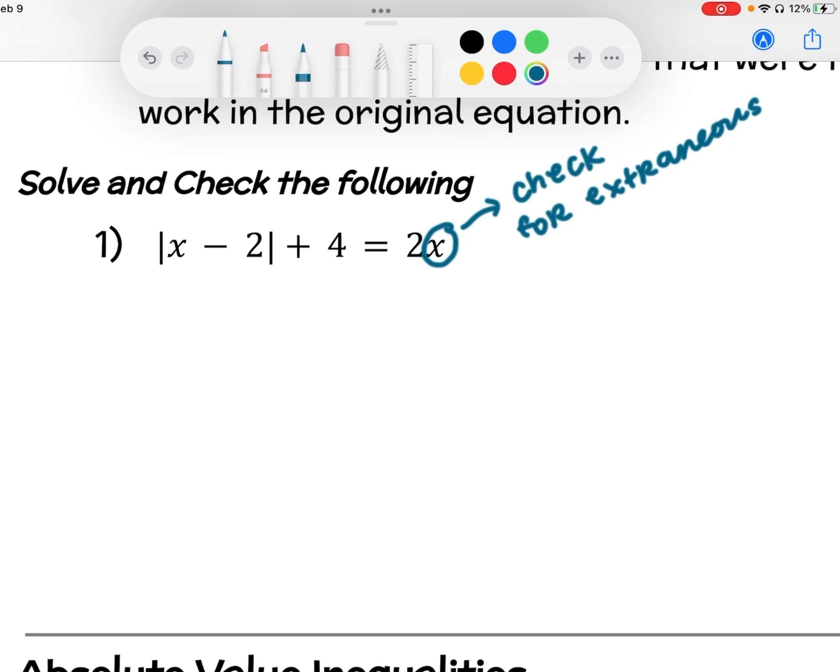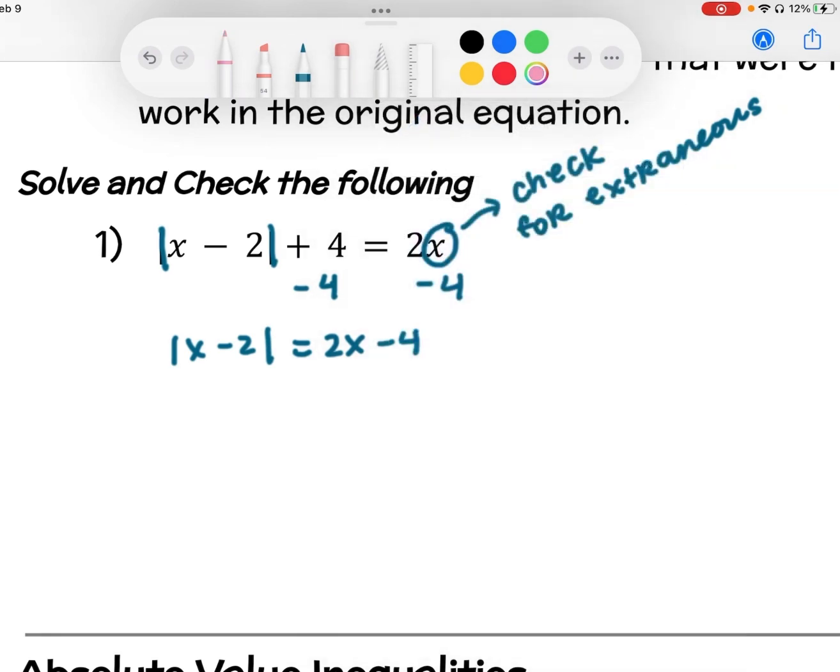All right, and then we're just going to go ahead and isolate our absolute value bars. So that means anything outside of these bars, we need to move to the other side. In this case, that would be that plus 4. To move it, I'm going to subtract 4 from both sides. So we're going to have x minus 2 equals, and 2x and negative 4 are not like terms, so we're just going to write them next to each other.